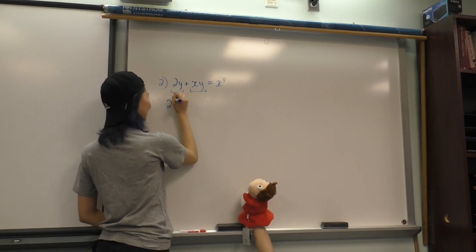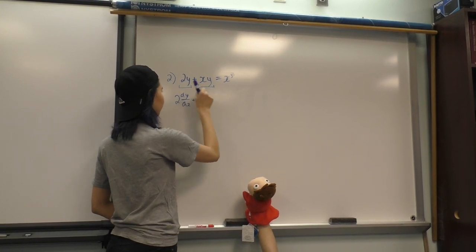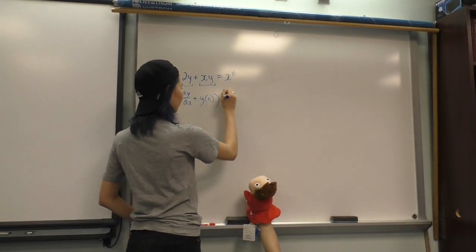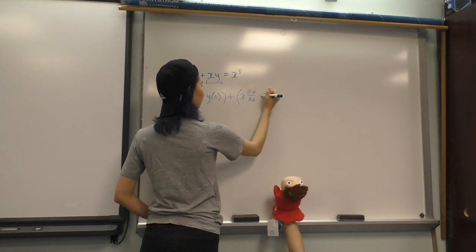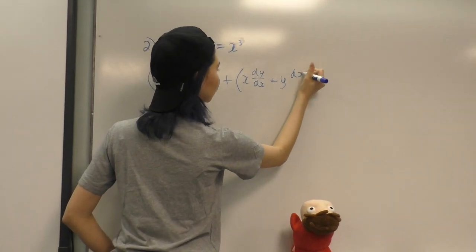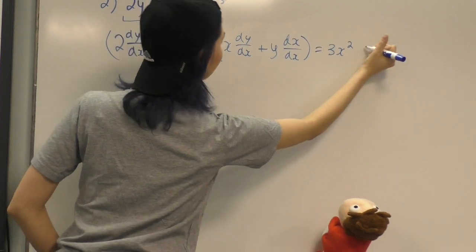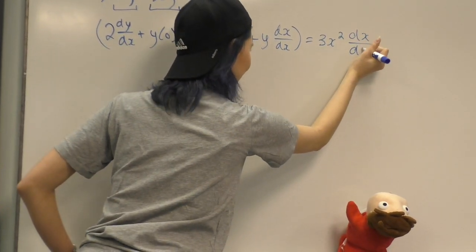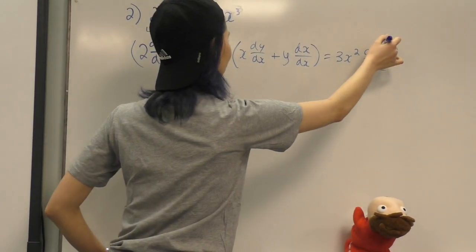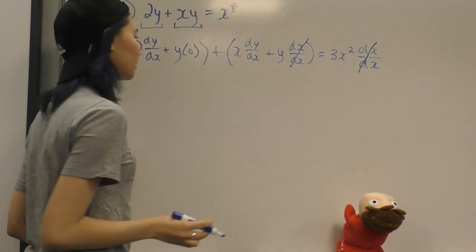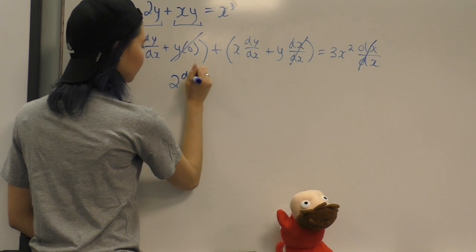Okay, we have 2 dy/dx plus y is 0, because the derivative of 2 is 0, plus x dy/dx plus y dx/dx equals 3x squared dx/dx. Great. Okay, so let's get rid of the stuff we don't need. We know that dx/dx is just 1, so we're going to cross this out, and then 0 is just 0. So let's write it as simplified.